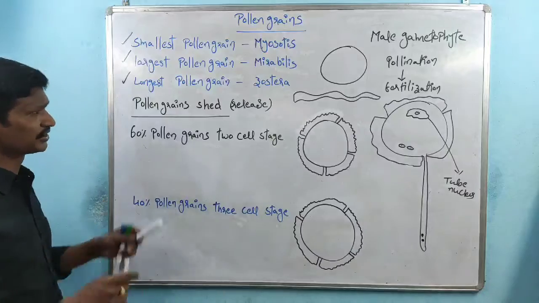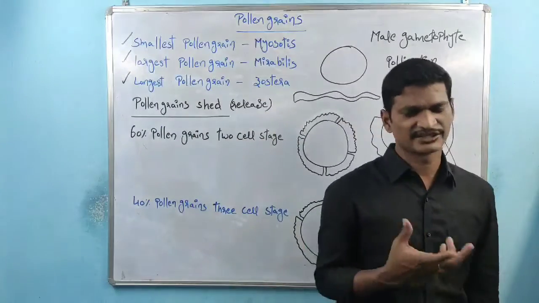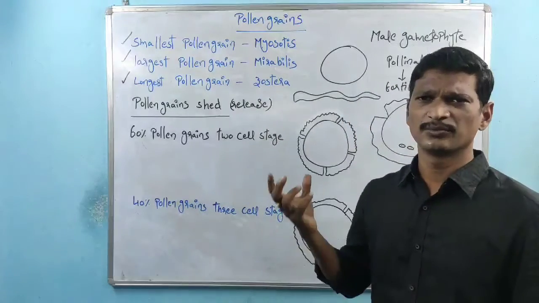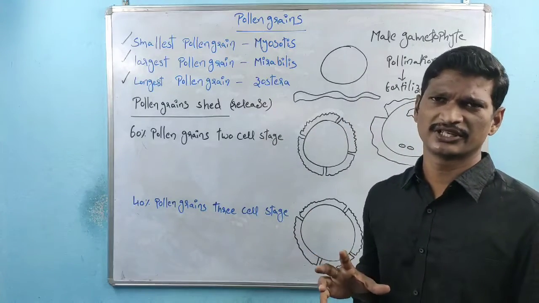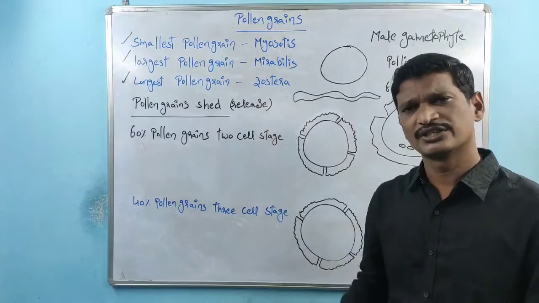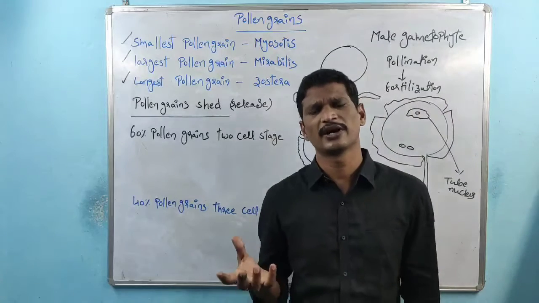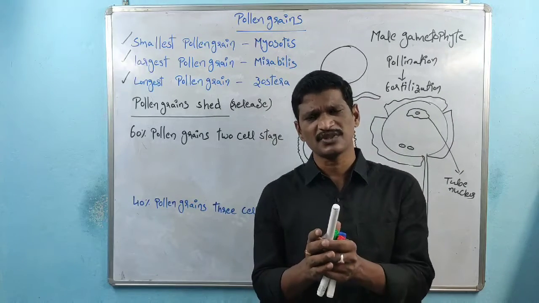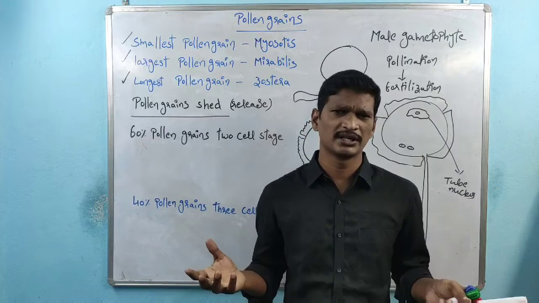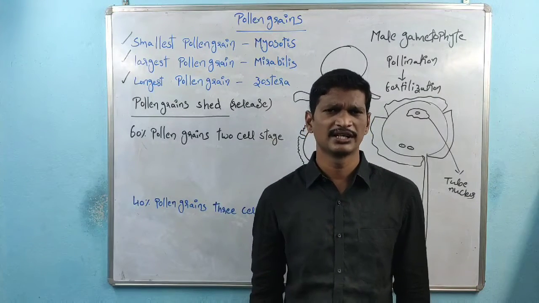See, pollen grains shed. Shed here indicates release. In which conditions are the pollen grains released? Last time we discussed when anther dehiscence takes place. Whenever a favorable temperature is maintained, the anther walls are broken down. Once the anther walls are broken down, the pollen grains are released out.